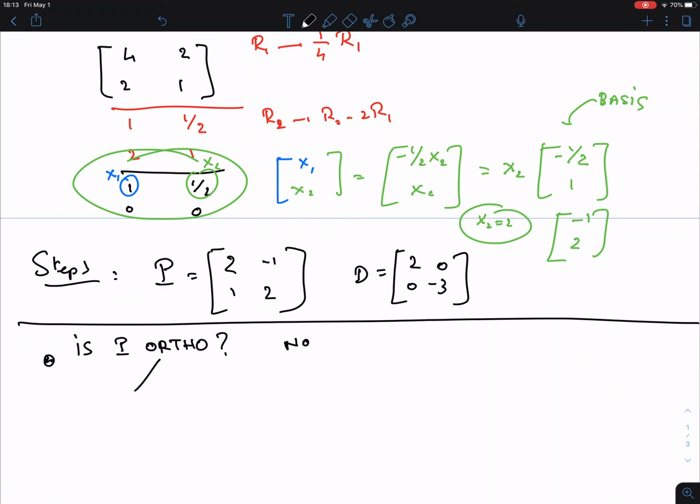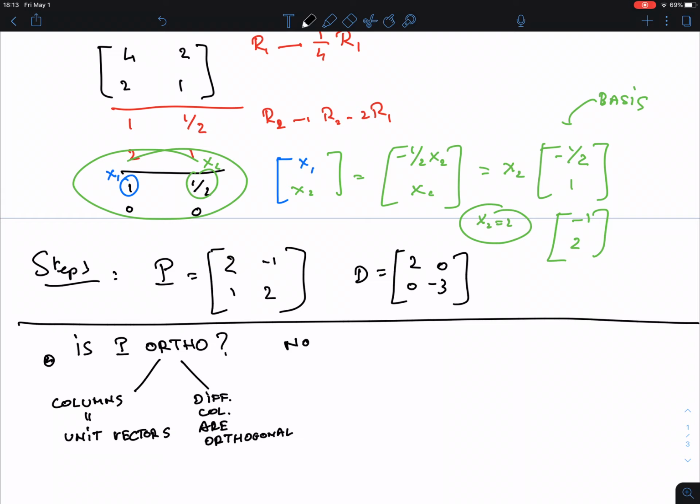Well, remember, an orthogonal matrix has two properties: that the columns are unit vectors. In other words, they have norm 1. Another way of saying that is if you multiply the column with itself, you get 1. And different columns are orthogonal, which means that if you multiply different columns, you get 0.